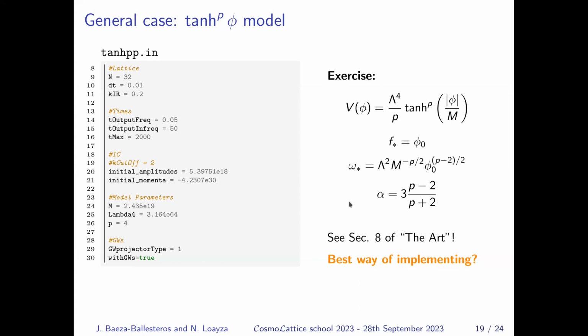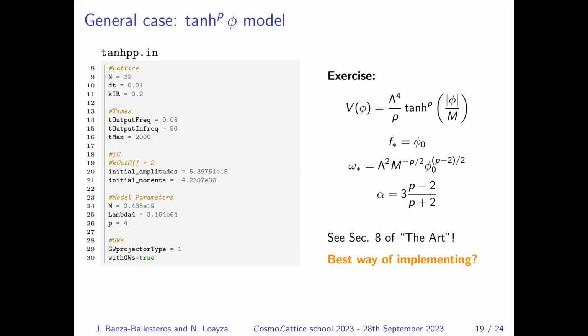The thing I really wanted to discuss with this model is which do you think is the best way of implementing this P parameter here? I'll allow you to think for maybe half a minute or something like that. So you have CosmoLattice and you want to implement this model. How do you do this?